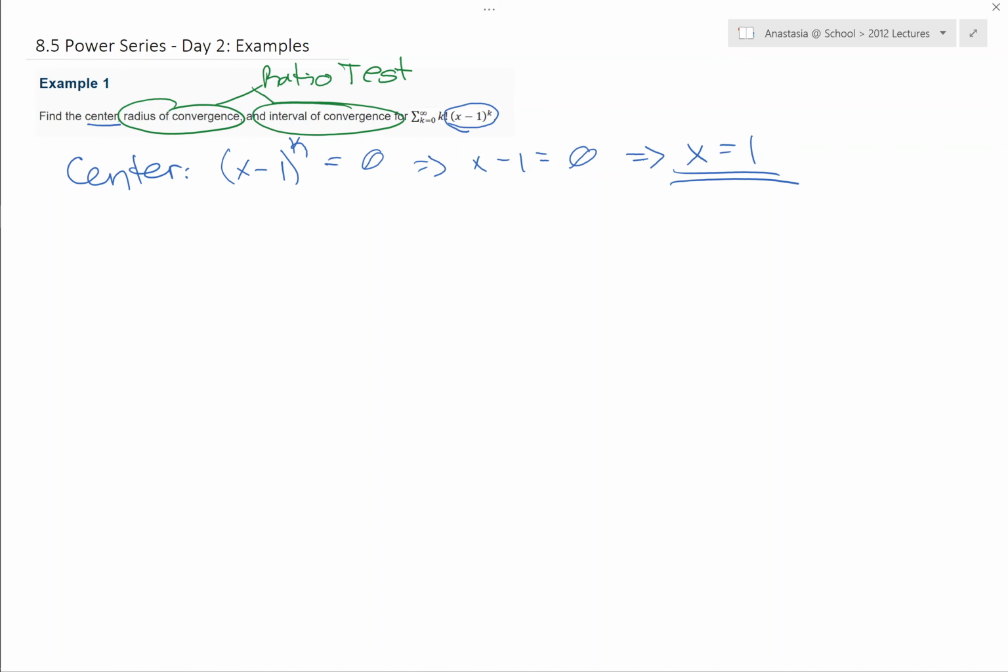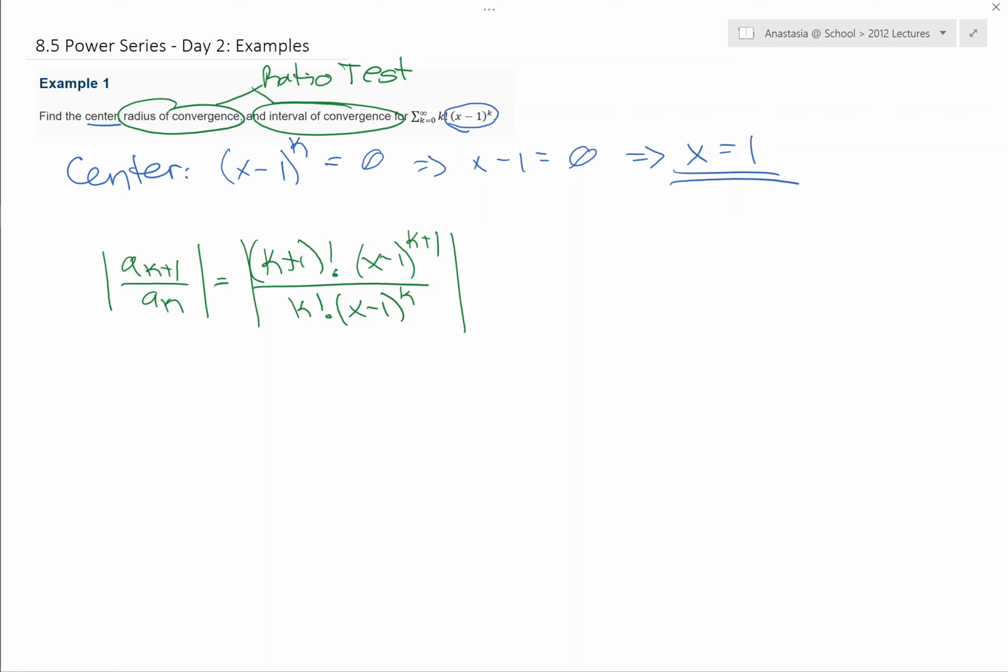So the same sorts of steps that we had when applying the ratio test to a series of all positive terms. We're going to set up and simplify our ratio first. So we will set up the ratio of a sub k plus 1 over a sub k. That's going to be (k plus 1) factorial times (x minus 1) to the k plus 1, all over k factorial times (x minus 1) to the k. That is in the absolute value.